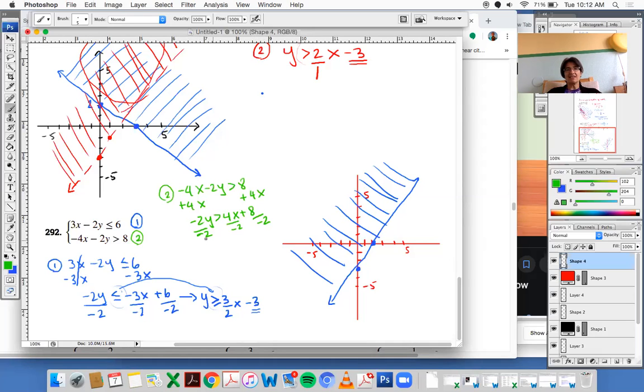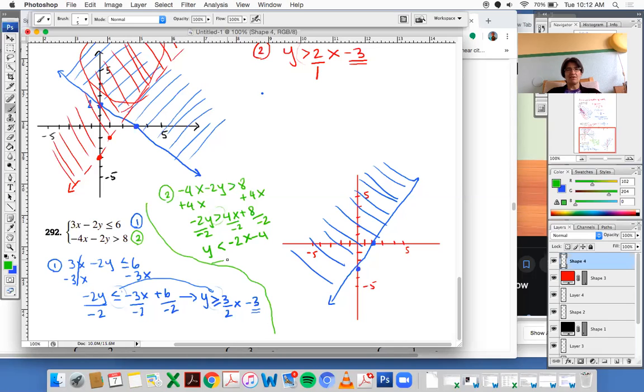Okay, here again it's happening, right? Because I'm divided by a negative number, this has to switch over. It's going to be y is less than, or divided by negative 2 is negative 2x, and this is minus 4.